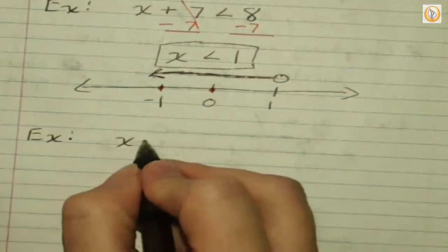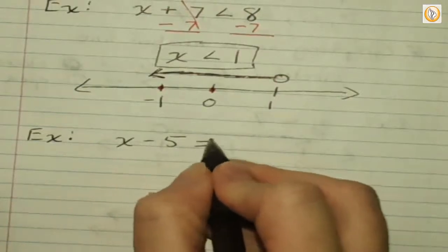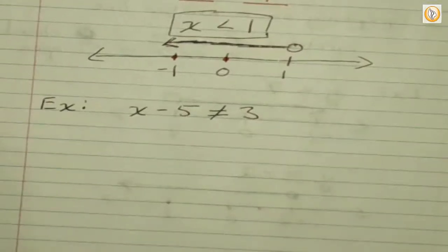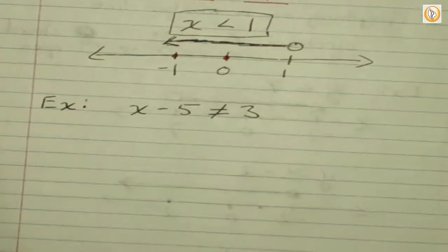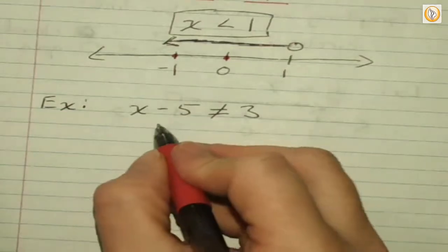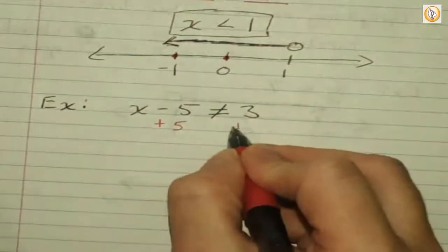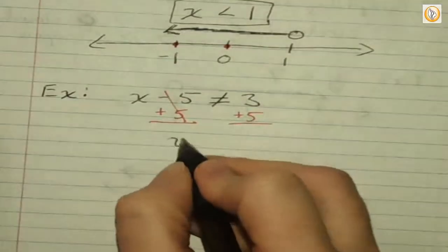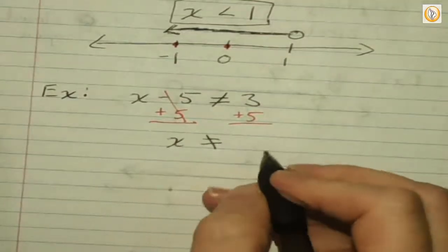How about x minus 5 is not equal to 3? Who would like to do this one? Valeria's waving at me. Okay, Miranda, you can do the next one. So, Valeria, how do I do this? Okay, so we're isolating the variable. We're going to add 5 to both sides. We're adding 5 again because this is minus. So then x does not equal what?